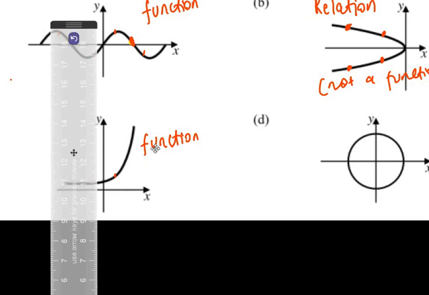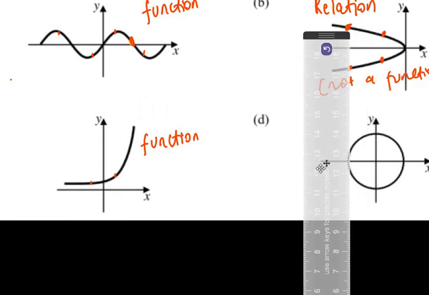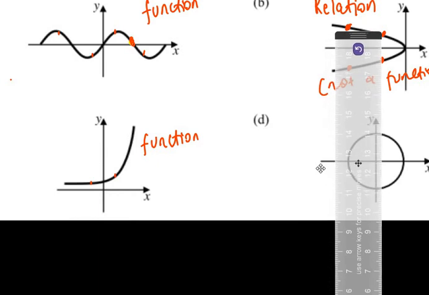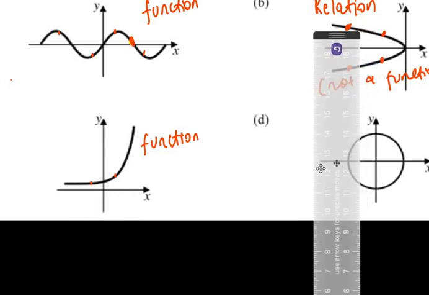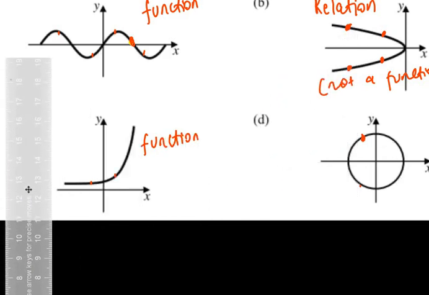Then let's go further. Now, let me take my ruler. Let's go to this one. It's touching how many times? Twice. So it's there and it's touching there. So this thing is not a what? It's not a function. So we can call it a relation. That is a relation. I hope it's clear.